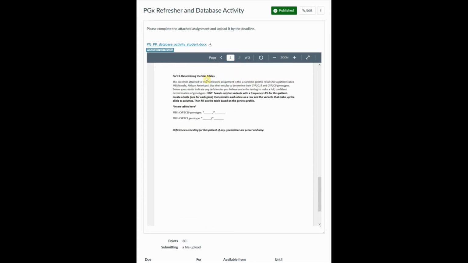You're going to use that MB genetic profile to figure out what that person's star genotype is. And my hope is that if you go back to those specific sections in the lecture videos and review them before you do this with your partner, you'll be able to better understand what a star allele is and how it's made up from genetic variants within a specific gene.